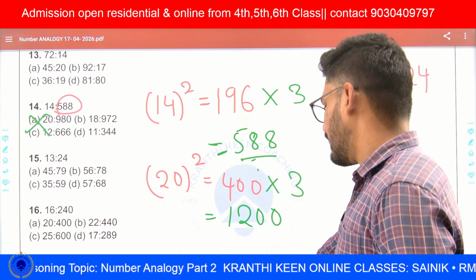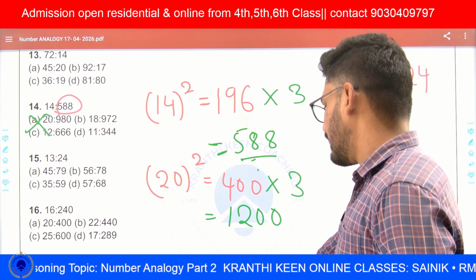Now you found the relationship: it's square and it's cube. Let's see this. Go with option A again. 5 square is how much? 25. And 5 cube is 125, but here it's 625. It won't be our answer again.